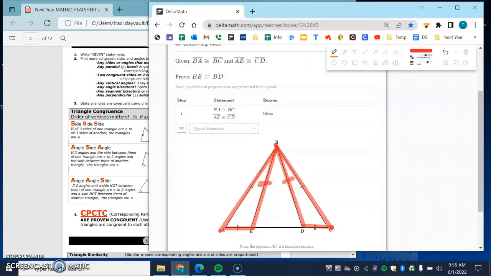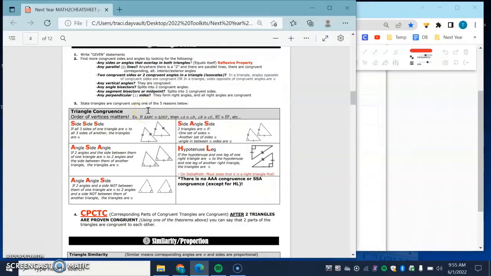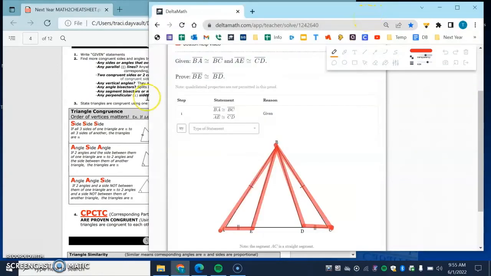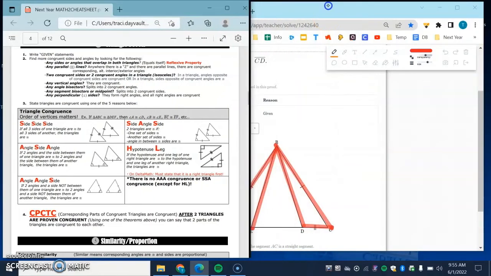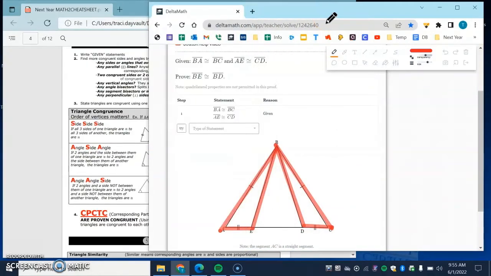Right now on these two triangles, ABE and CBD, I've got two sides. And we know that two sides is not enough to prove that the two triangles are congruent. We're going to go through and look for any sides or angles using this checklist. Are there any sides or angles that overlap in both of these triangles? No, there's not. Are there any parallel sides? No, it doesn't tell me anything is parallel.